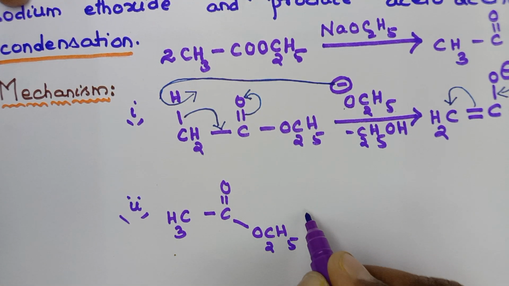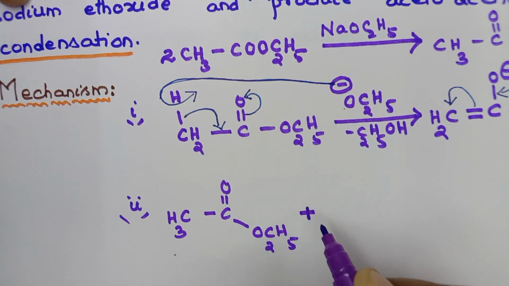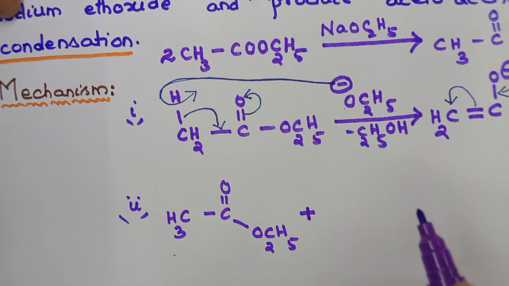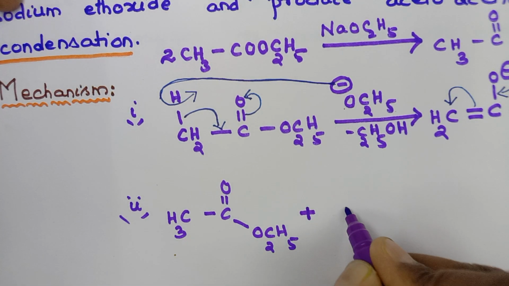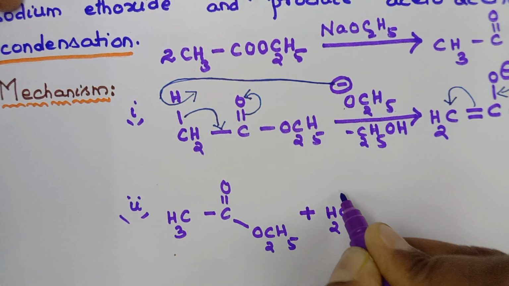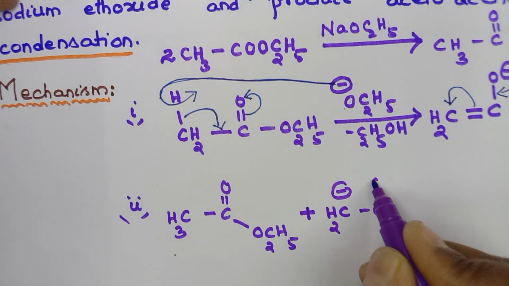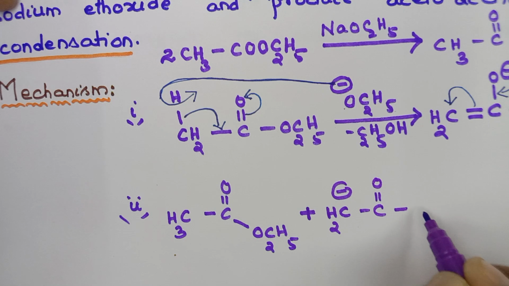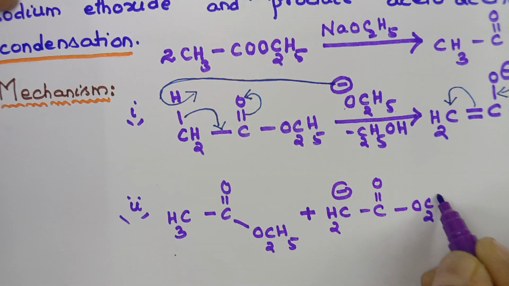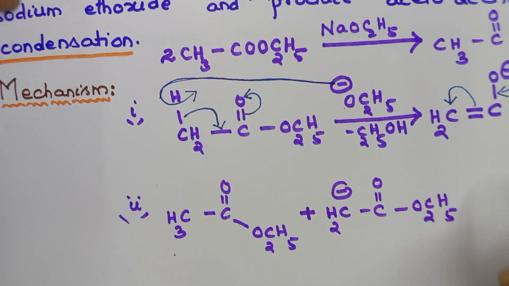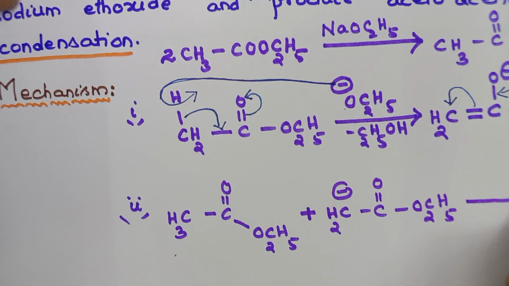So here comes the carbanion which is formed in the first step. Kindly write down, students. CH2 minus C double bond O, C2H5. Okay. So here what happens? Put an arrow.